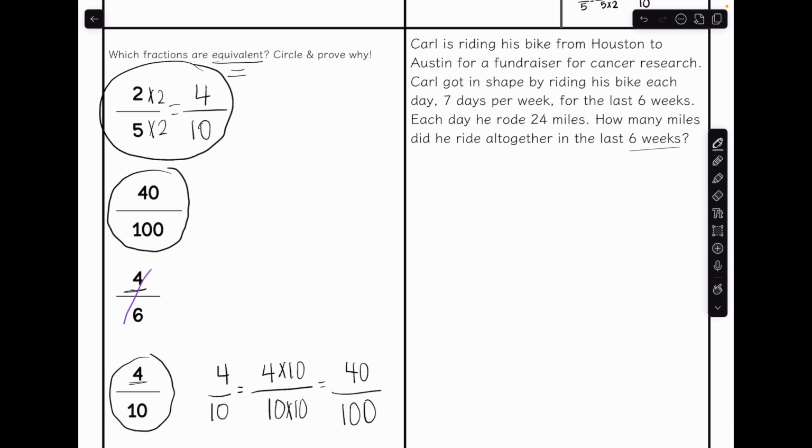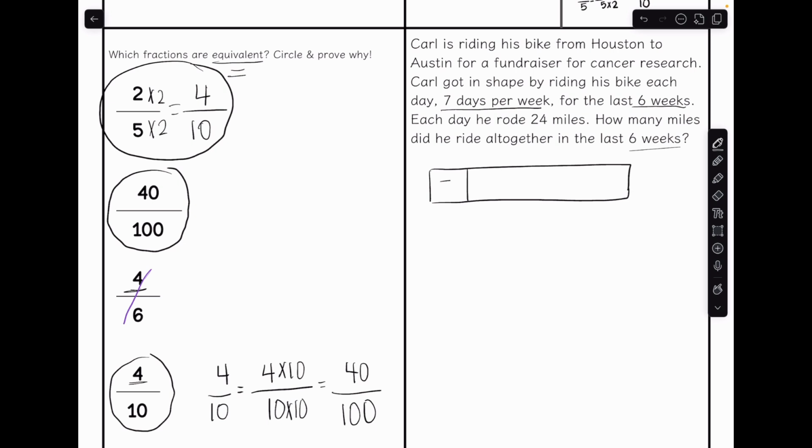Okay? So, we're going to go back to those key pieces of information. Okay? Carl got in shape by riding his bike 7 days per week for 6 weeks. So, that's our first step. We know that we have 6 weeks.